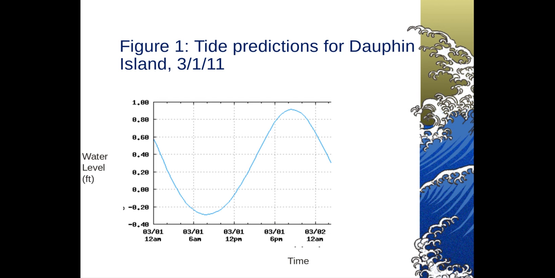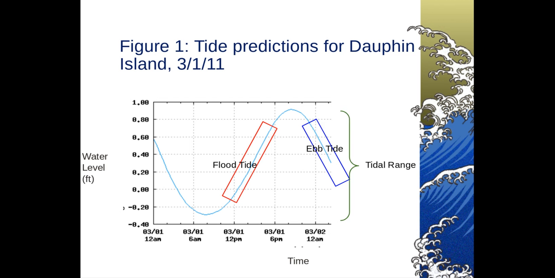Okay, so flood tide is occurring when the tide is coming in. So from low tide to high tide is called flood tide. Ebb tide is occurring when the tide is going out. That's from high tide to low tide. The tidal range is the difference between the lowest and the highest tides of the day. So you did this a little bit on your lab yesterday.